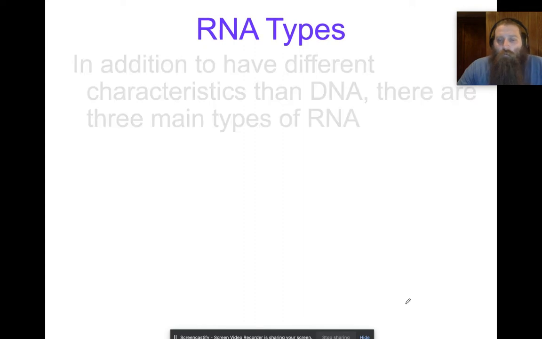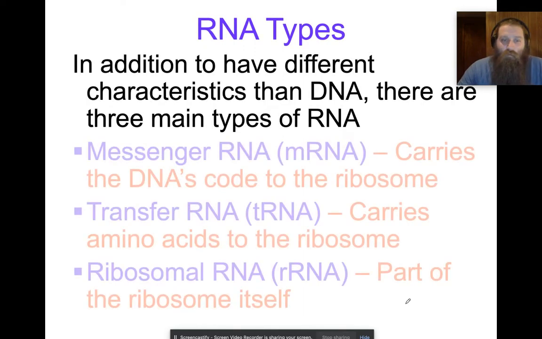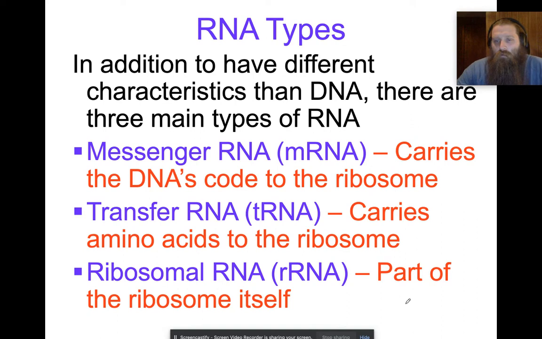Now, RNA can be broken down into a couple different types. There are three types. There's mRNA, tRNA, and rRNA. mRNA carries the DNA code from the nucleus out to the ribosome. It's the messenger. Transfer RNA carries amino acids to the ribosomes.